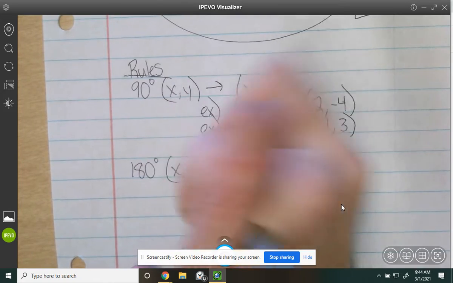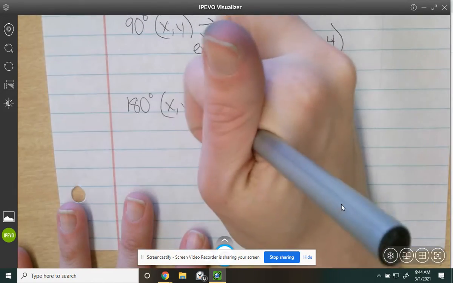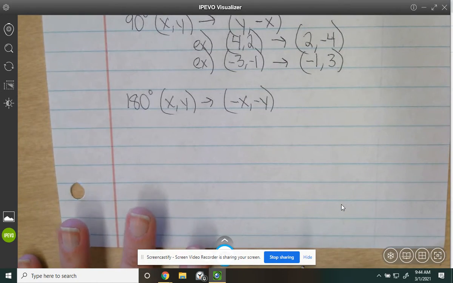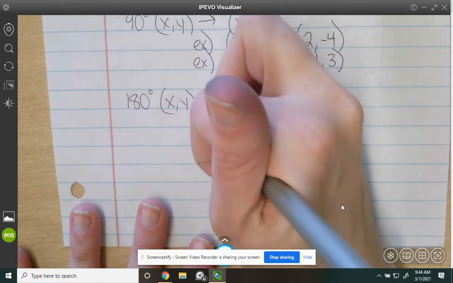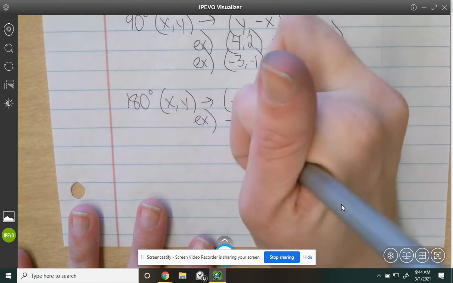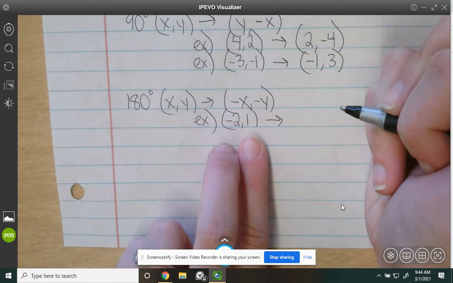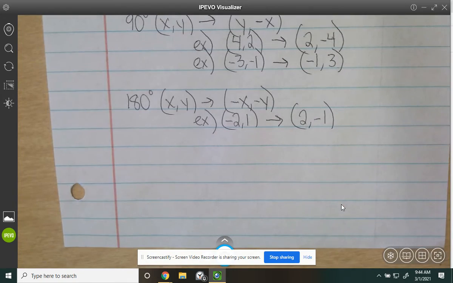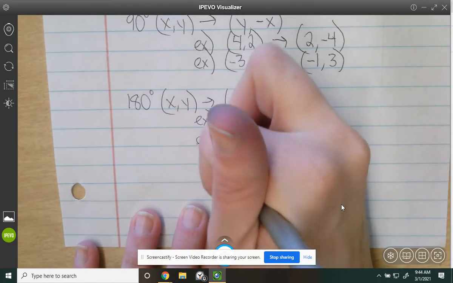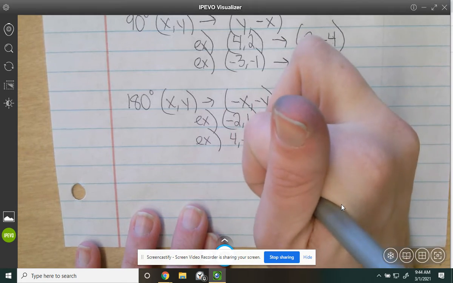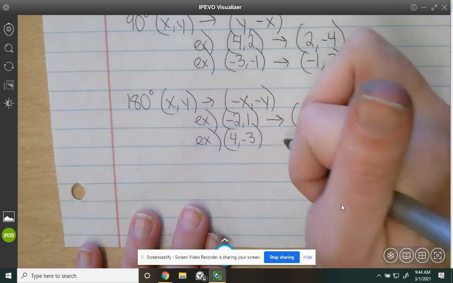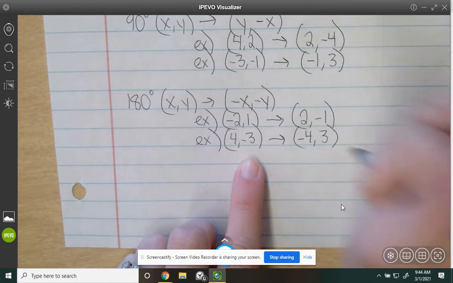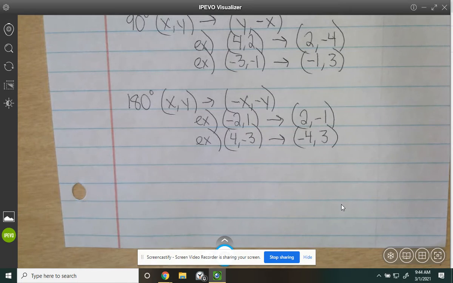180 degrees, I think, is the easiest one. They don't flip-flop. They both just change signs. So -2, 1. They stay in the same spot, just instead of a -2, it would be a +2, -1. Okay, do this one on your own. -4, +3. Stay in the same spot, flip-flop signs.